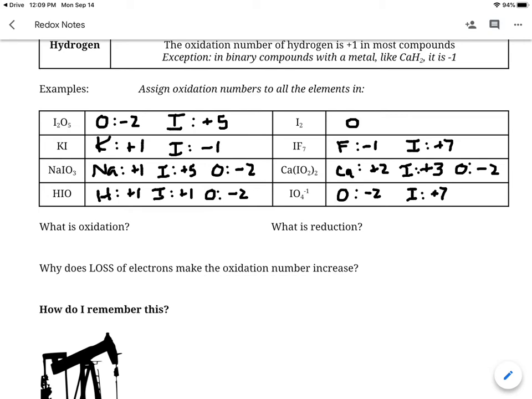So we use these oxidation numbers as a record-keeping technique, just so we can see what's happening with elements from the left side to the right side in an equation. We say that oxidation is the loss of electrons. And we say that reduction is the gain of electrons.